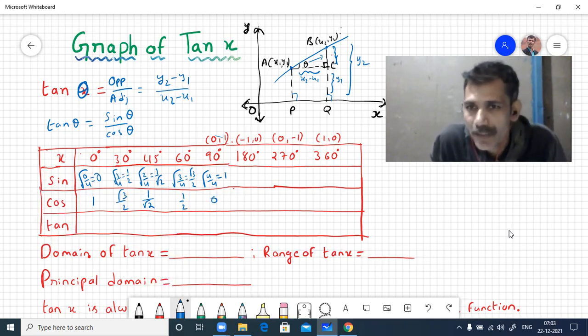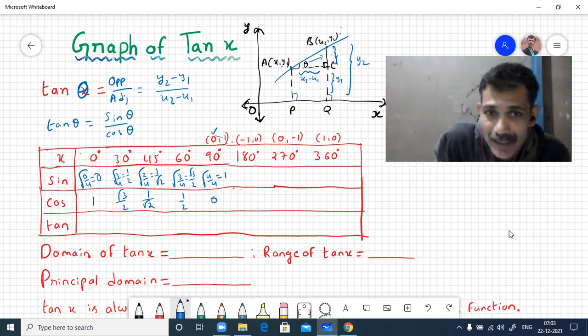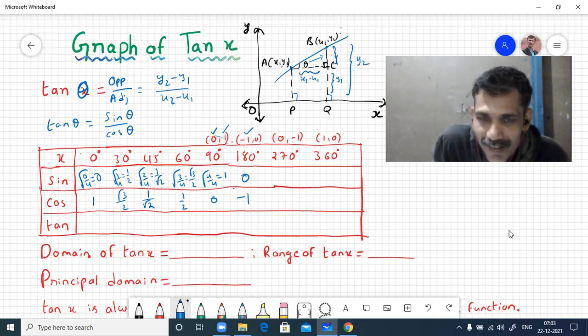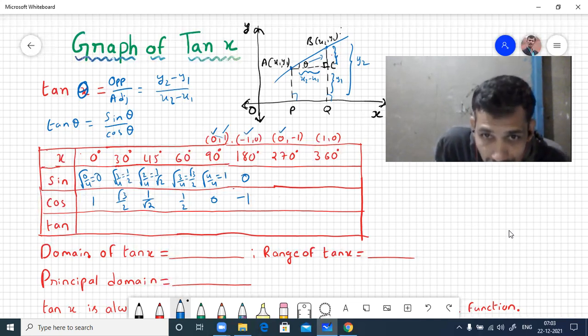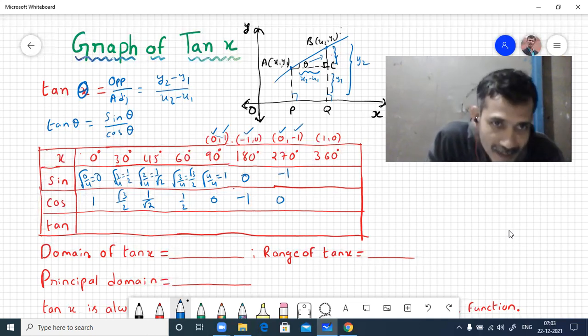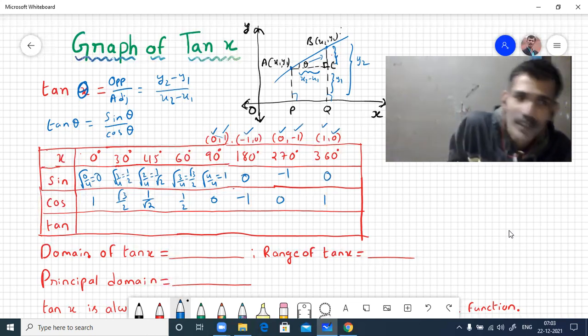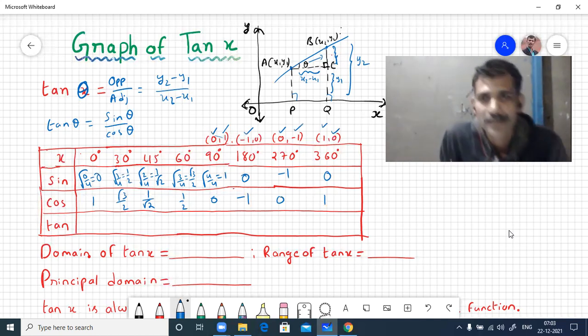And then 180, 270, 360, this we learned in the unit circle. See here, the x coordinate describes cos and the y coordinate describes sine. So cos 180 is minus 1 and sine 180 is 0. Similarly, here cos 270 is 0 and sine 270 is minus 1. Next, 360 degrees: cos 360 degrees is 1 and sine 360 degrees is 0. 360 means it will fall at 0 degrees, it will come to the original position.